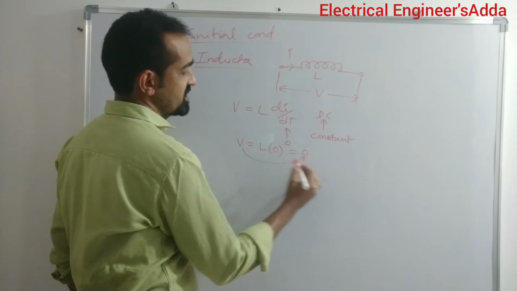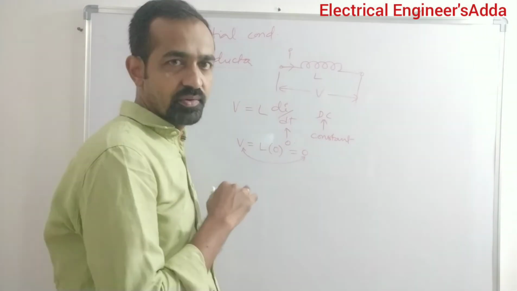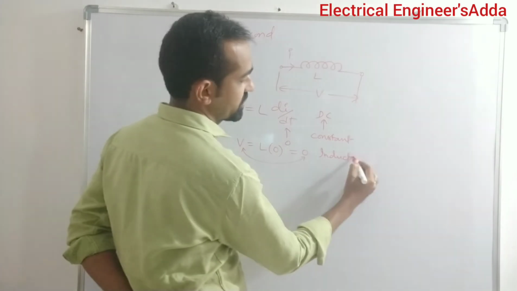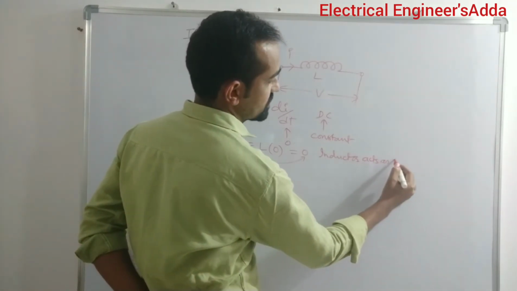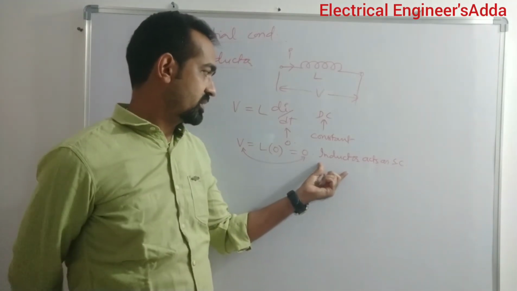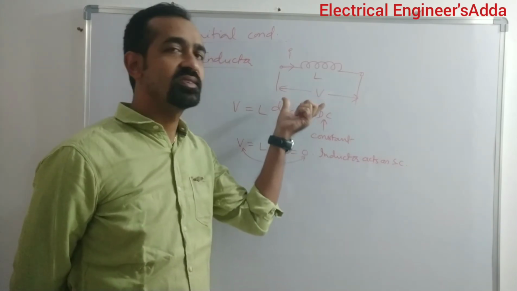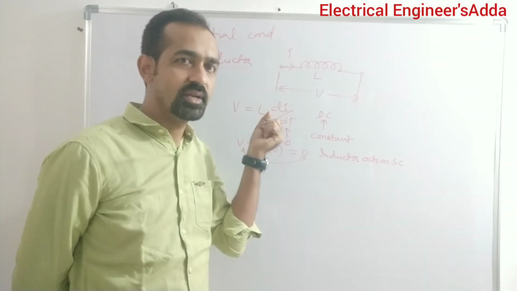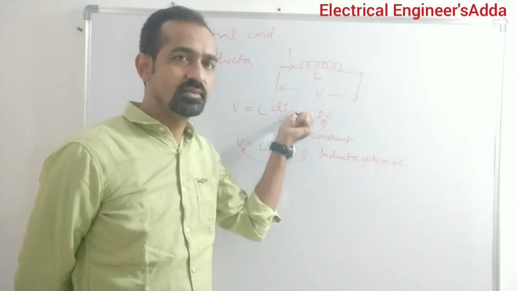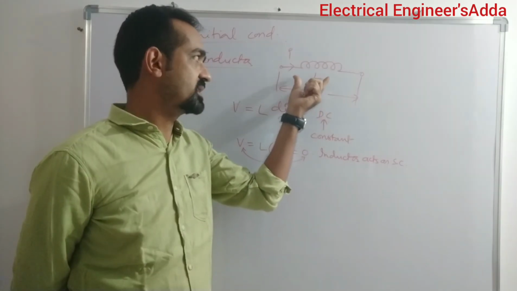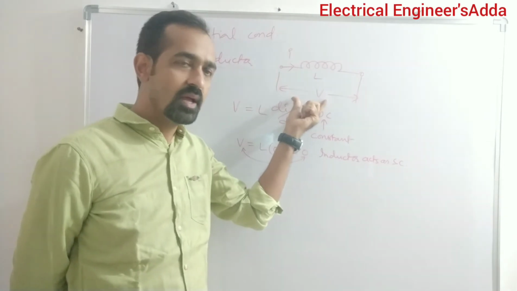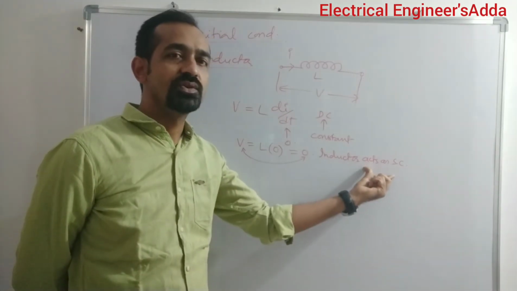V is equal to 0 means there is a short circuit. It acts as a short circuit. Inductor acts as a short circuit. In other words, here the inductor acts as a short circuit in steady state condition. Steady state condition means the voltage and currents are DC values. Here the voltage applied across the inductor and current flowing through the inductor are DC values. Then the inductor acts as a short circuit.